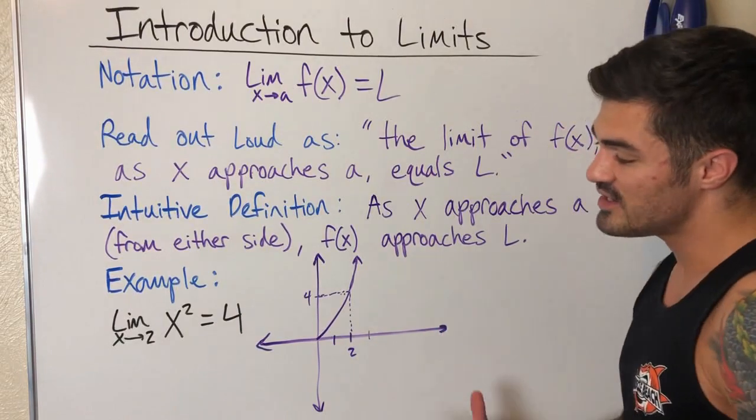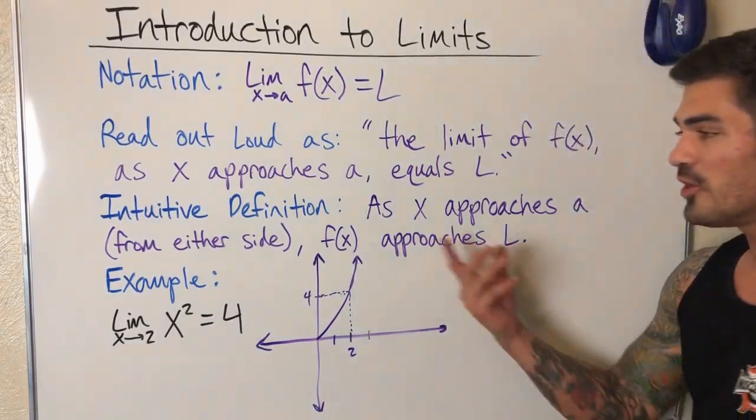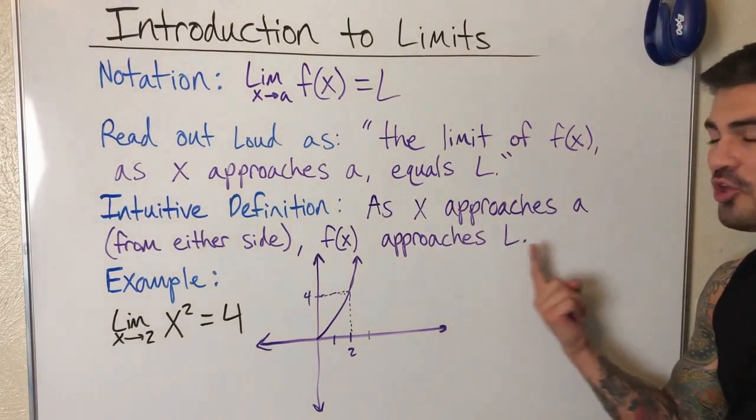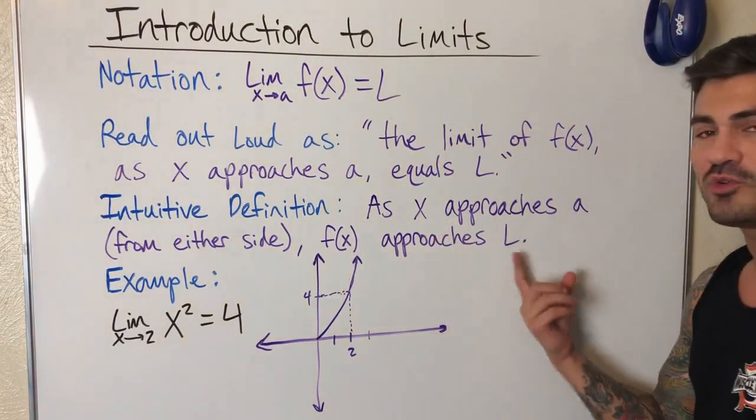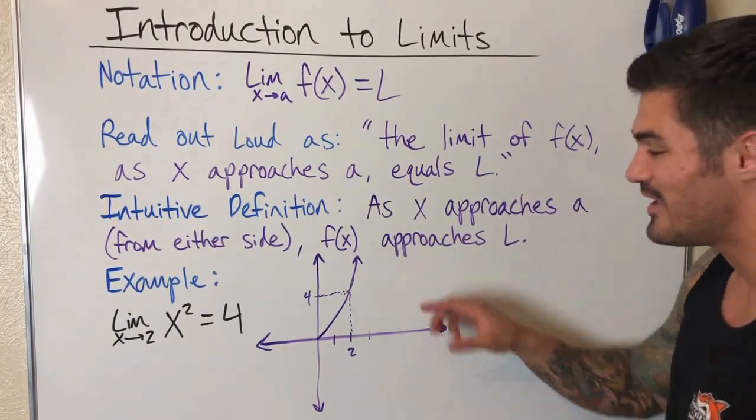And this is a pretty easy example, but one of the reasons why I show this is because I want to point out that we are only concerned with what's happening close to a and what's happening as we approach a, but not what's happening at a. We don't care what's happening at a, right?